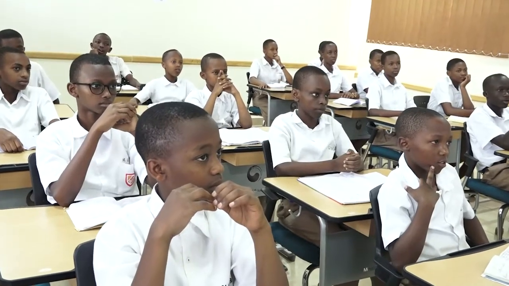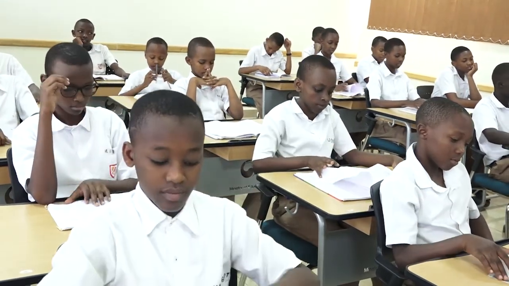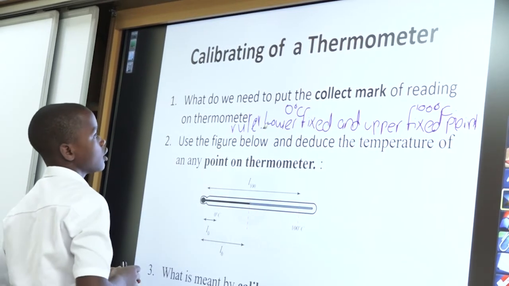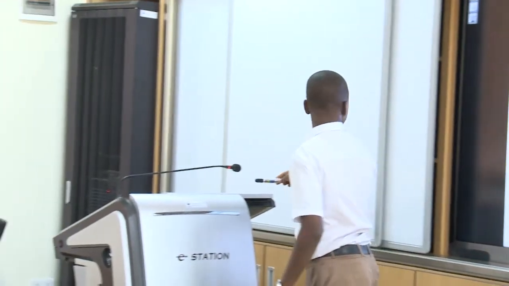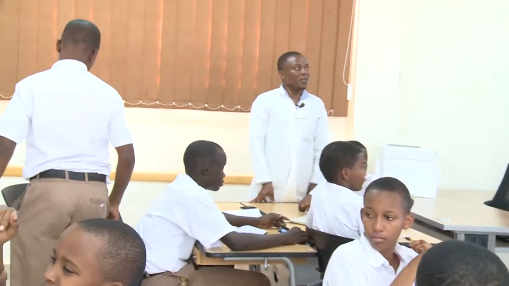Group number 5. Can you add something there for question number 1? We can add on that answer the ruler for measuring the length of the lower and upper fixed points. Yes, we need also a ruler. Then go and write there, ruler. We also need a ruler for measuring the length of the lower and upper fixed point. Yes, we need a ruler for measuring the length of mercury in the thermometer when you are recording the lower fixed point and the upper fixed point.